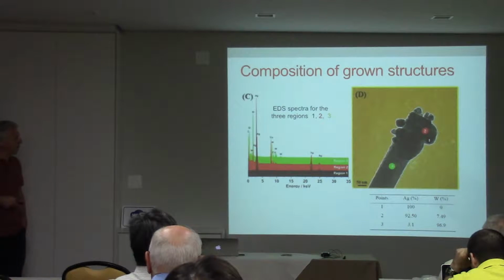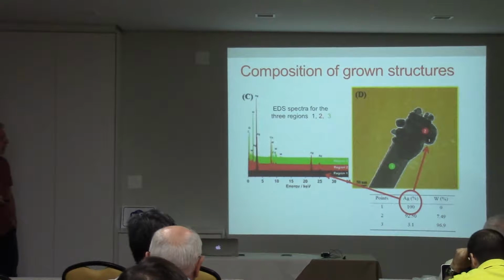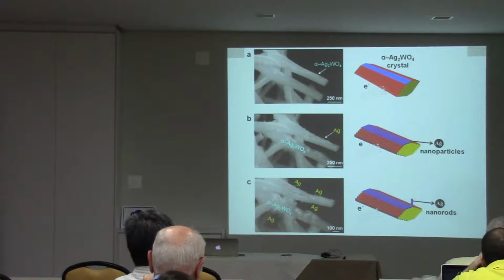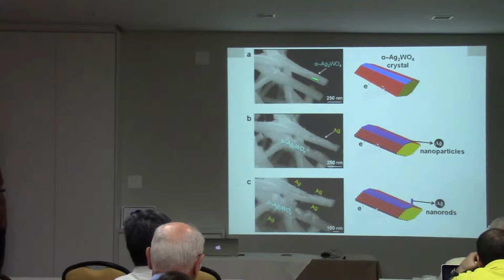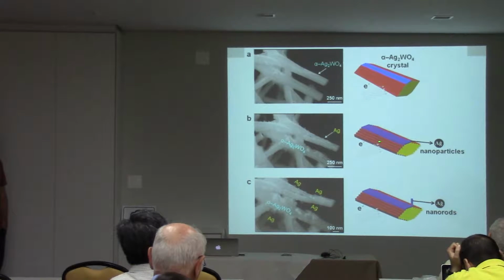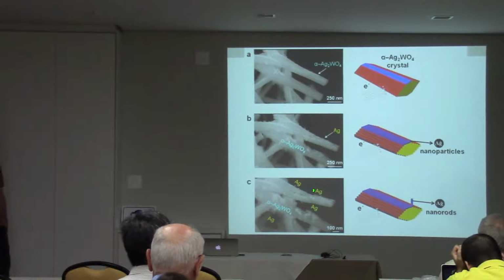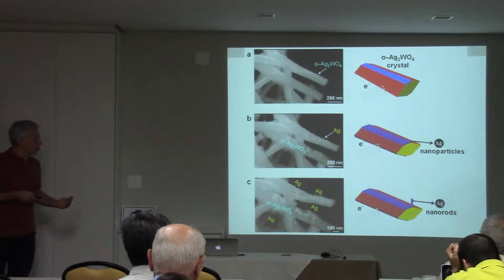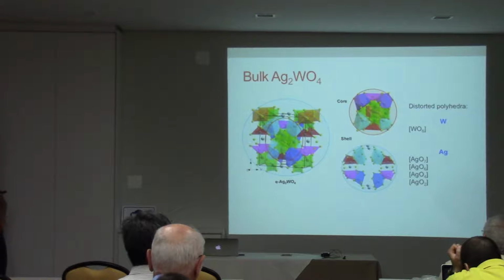This is a very novel system. Again, here we can see these very nice crystals, and they are irradiated by electrons, and then along time some nanoparticles are formed, even nanorods. So the amount of silver is quite huge, as I will show later.